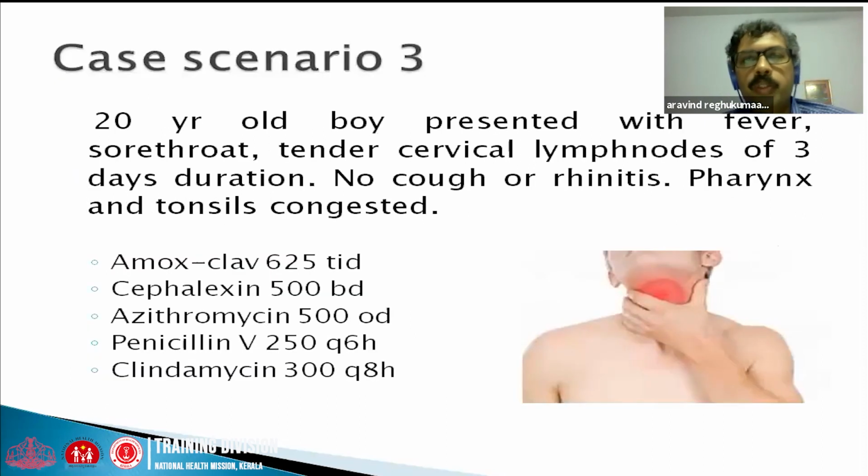Now we will go to the third case scenario. So under a situation where antibiotics are usually prescribed, that is acute pharyngitis. A 20-year-old boy presents with fever, sore throat, and tender cervical lymph nodes of 3 days duration. There is no cough or rhinitis. The pharynx and tonsils are congested. So how will you treat this boy?